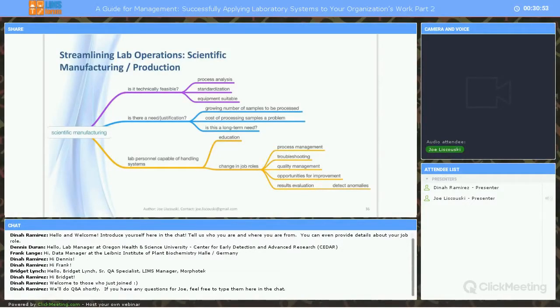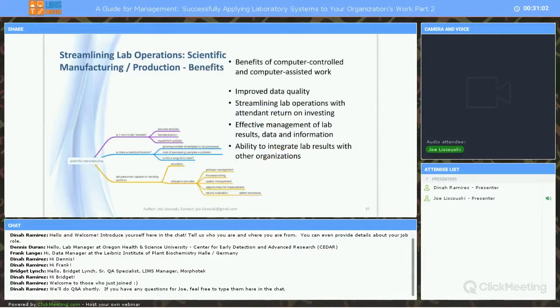The main difference is that instead of creating things for commercial sale, you're using the results of the work to answer research questions and support materials production processes.